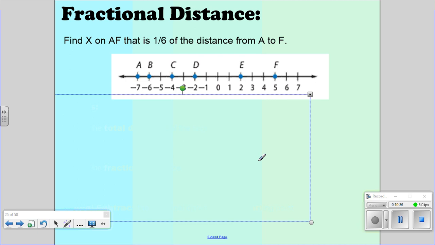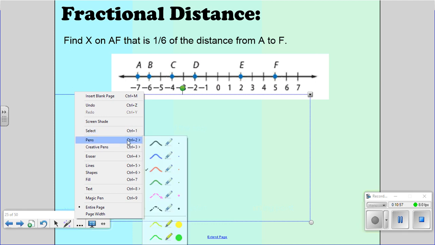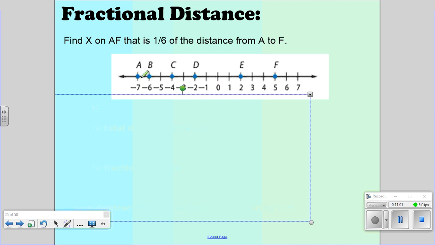Now we're going to talk about fractional distance. We don't always want the midpoint. Sometimes we want various other fractions. In this case, it's 1/6. So we're going to find x located on segment AF, and x will be located 1/6 of the distance between A and F. So you might want to highlight that segment. So A to F is right here.